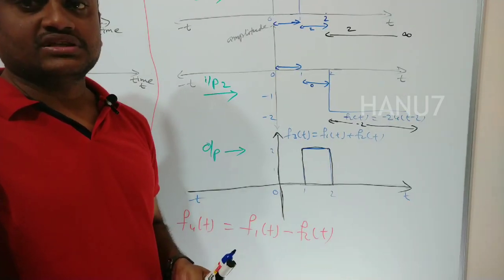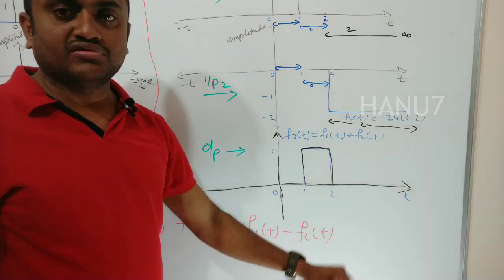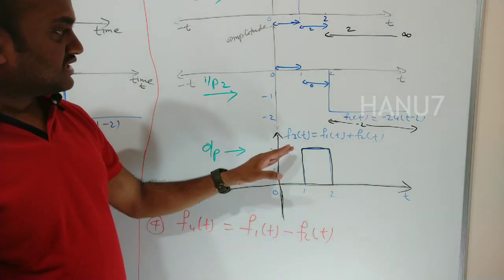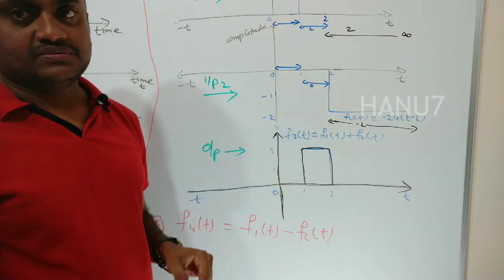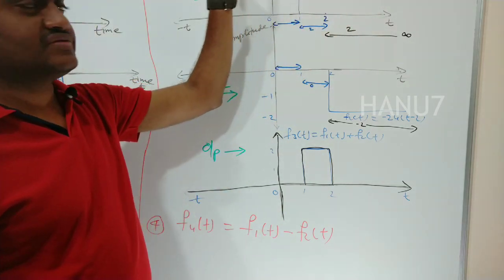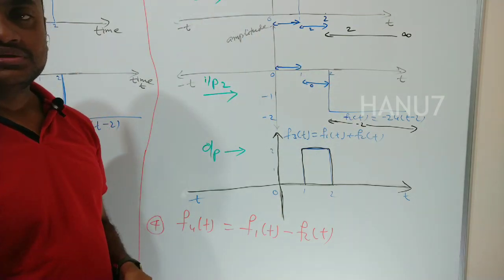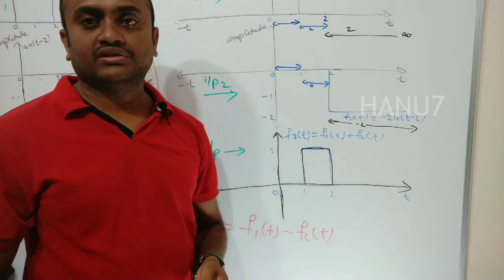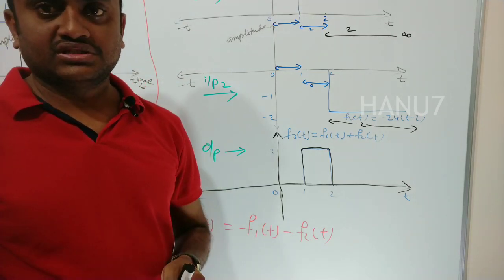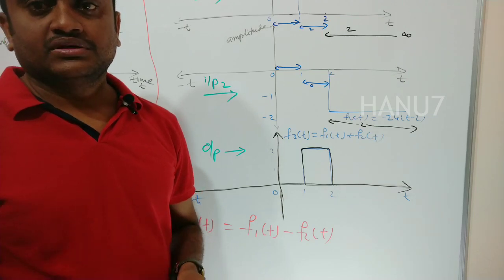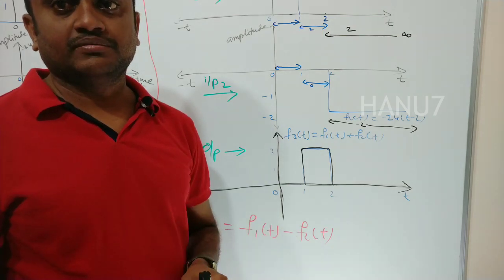And this last question: f4 of t is equal to f1 of t minus f2 of t. Same as this problem, but instead of adding the samples, we have to subtract. We have to subtract the sample of the second signal from the first signal sample. So I will give this as an assignment for all the viewers. Those who solve this assignment can submit that picture either as an attachment to my mail, or if it is possible, you put it in the comment section below.